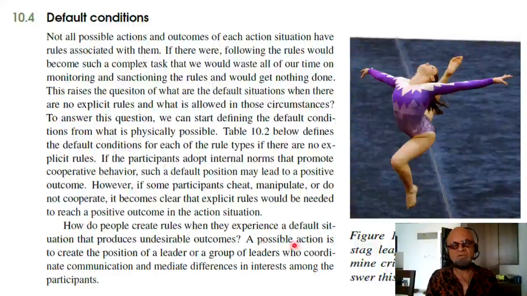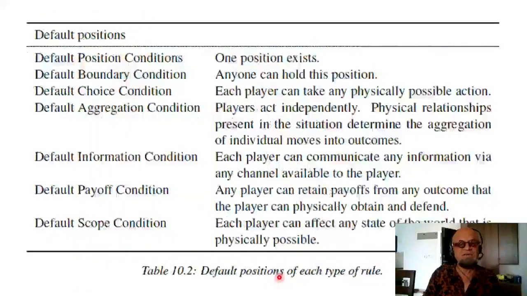How do people create rules when they experience a default situation that produces undesirable outcomes? This is always something that the system must allow, to deal with undesirable outcomes, and rules need to be flexible enough to be modified to change the undesirable outcome. A possible action is to create the position of a leader or a group of leaders who coordinate communication and mediate differences in interests among the participants. So this is about stakeholder engagement and their agency in making the rules, changing the rules, and navigating the outcome to be desirable.